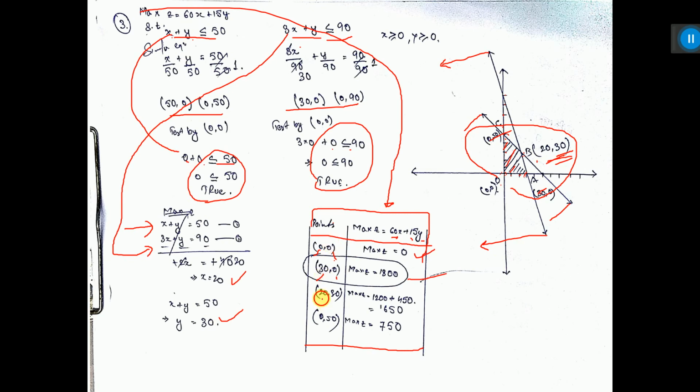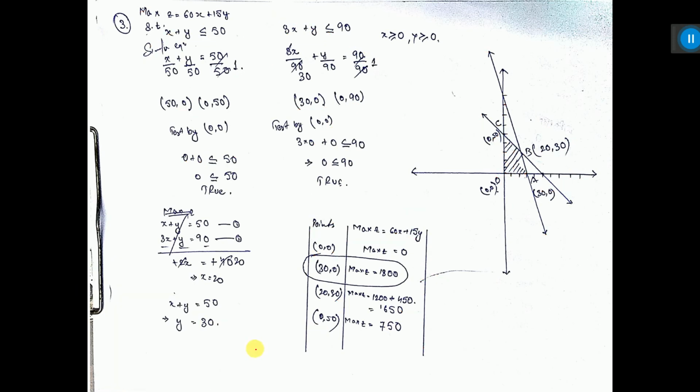Then the value of x is 20, value of y is 30. Here we put 20, 30. 20 means 1200 and 30 means 450. So you add them, 1650 is coming. Again x equal to 0, y equal to 50, you put here. So 750 is coming. Next we have to look at the table.